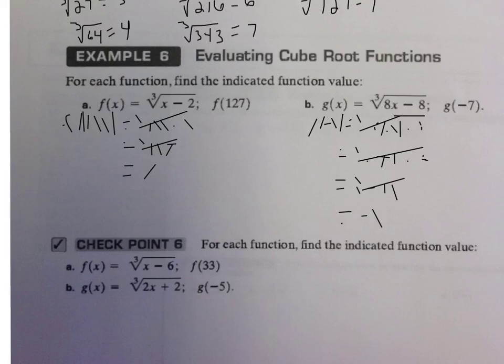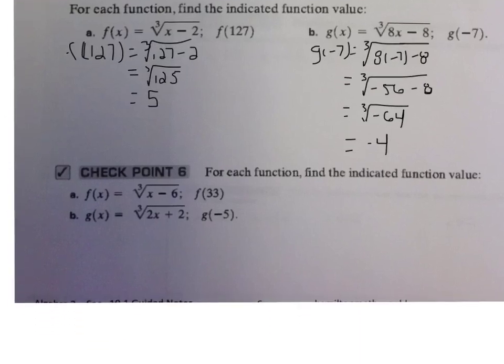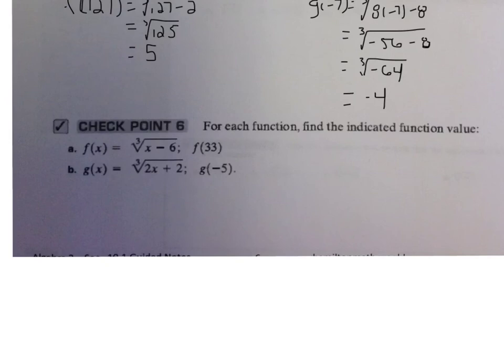Pause here, try the checkpoint. When you come back, I'll give you the answers. All right, checkpoint 6. For A, the answer is 3, and for B, it is negative 2. Make sure you're showing your work during your checkpoints. I'm going to mark you off on your notes if you don't.